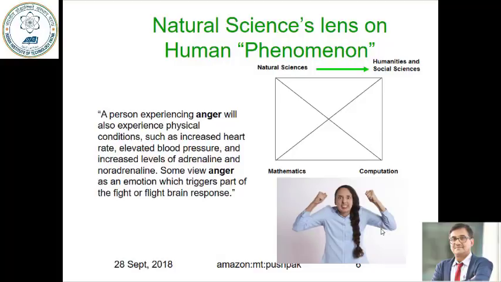The complementary situation also exists. This is natural sciences lens on human phenomenon. Here is the picture of a person who is angry, and a scientific study of anger says that anger produces changes in physical conditions. It increases heart rate, elevates the blood pressure, increases the level of adrenaline, noradrenaline, and anger is also a trigger to fight or flight from the situation. So this is a scientific description of a human phenomenon, and we have an example of natural sciences lens on human phenomenon.